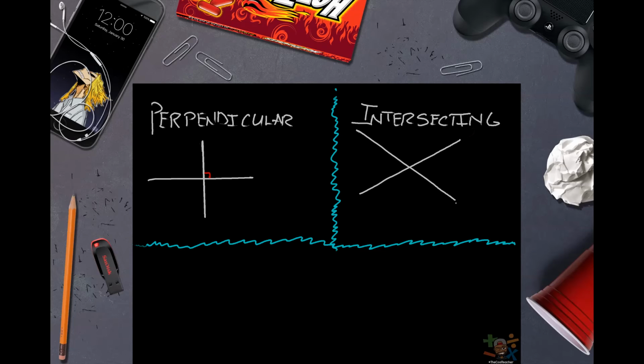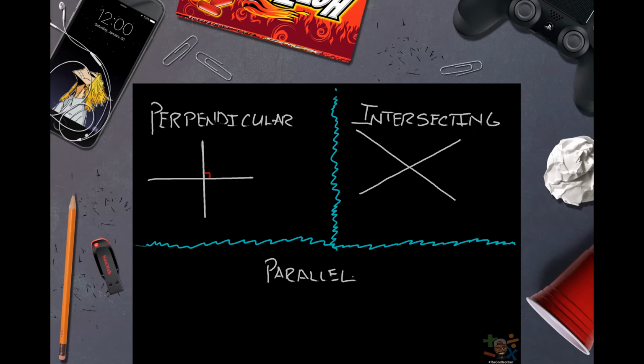Okay? Those are the main differences between perpendicular lines and intersecting lines. Perpendicular lines cross at 90 degrees. Intersecting just crosses. There's no specific degree. All right? And last but not least, that I think everybody knows, and that's why I left it for last, is parallel.